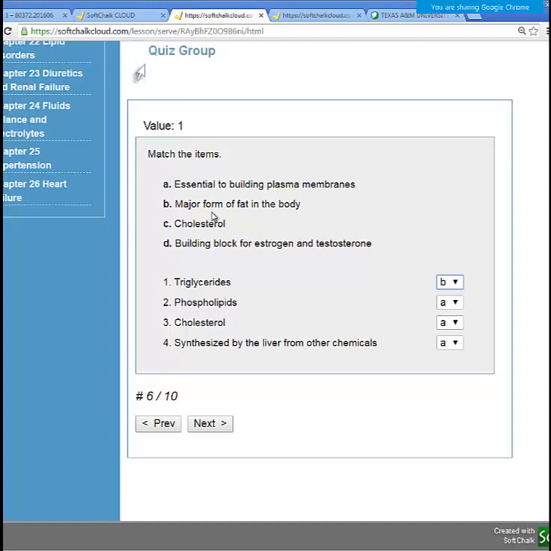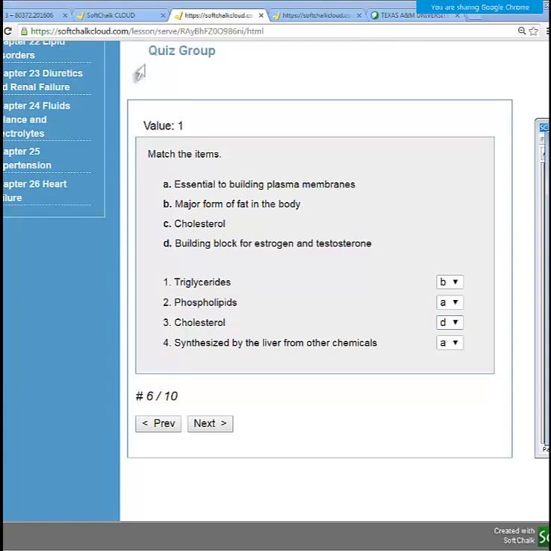You know, you can have people who have a relatively good diet, and because of genetics, they produce a lot of cholesterol. And it doesn't mean they're fat or they eat poorly or they're not obese, things like that. They just have a lot of cholesterol. So our body makes cholesterol because we need cholesterol. So triglycerides are a major form of fat. Phospholipids, let's see, essential to building plasma membranes. Cholesterol is a building block for estrogen and testosterone. And then synthesized by the liver from other chemicals.